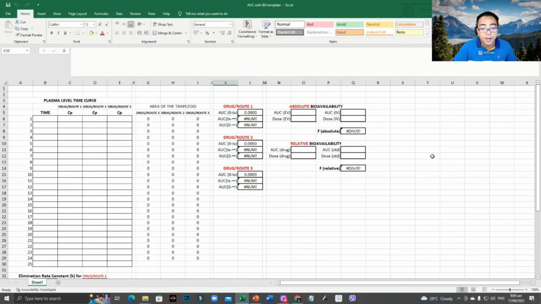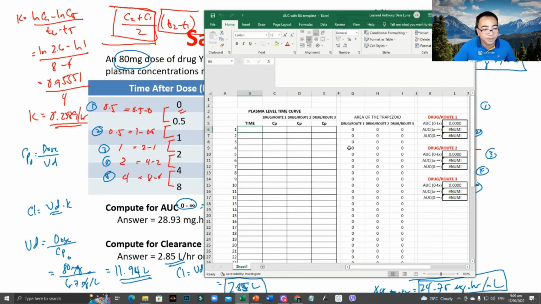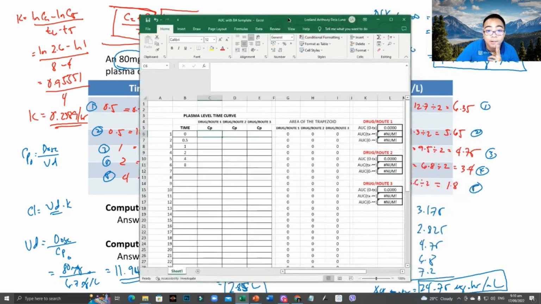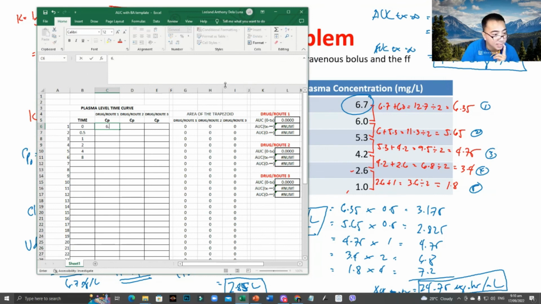Now, we're only going to look at the final bioavailability computed for drug 1, or route 1. Only this, okay? Again, I'm using this Excel sheet whenever I compare various bioavailabilities. So, let's write here first the time: 0, 0.5, 1, 2, 4, and 8. And their corresponding plasma concentrations: 6.7, then 6, 5.3, 4.2, 2.6, and 1.